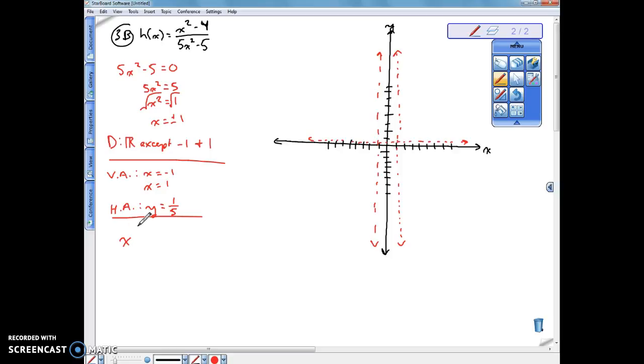Okay, now we can find some intercepts. X-intercepts are going to happen where the numerator is equal to 0. So if I set the numerator equal to 0, x squared minus 4 equals 0, add 4 to both sides, take the square root of both sides, I'm going to get plus or minus 2. And that's going to be here, +2, and here, -2. Again, we can kind of see which shape those things are going to take.